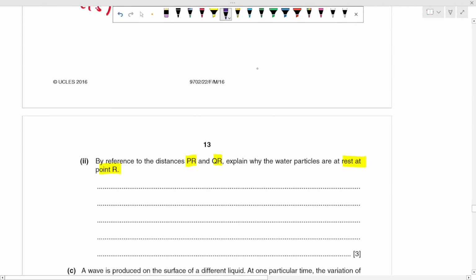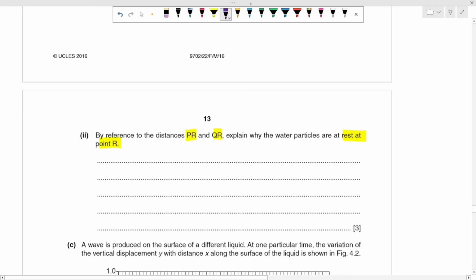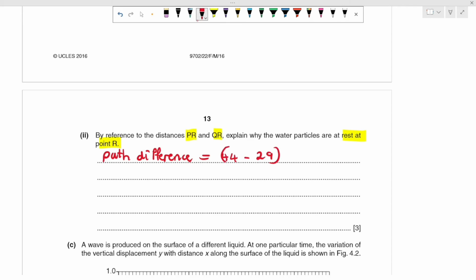So whenever you see this question that asks you to explain where particles are at rest, those are the 3 points that you need to consider. You first start by saying your path difference is equivalent to 44 minus 29 divided by 6, which is essentially 2.5 lambda.